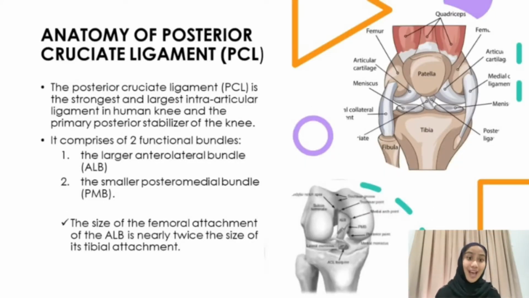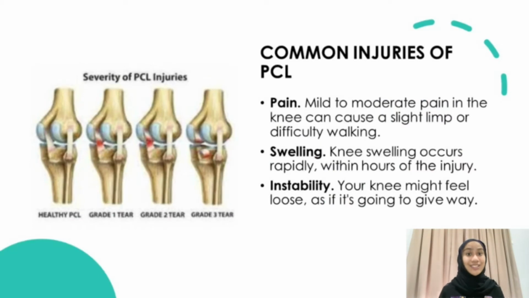Anatomy of the PCL, which in long term is the posterior cruciate ligament. The PCL is the strongest and largest intra-articular ligament in the human knee and the primary posterior stabilizer of the knee. It comprises two functional bundles: the larger anterolateral bundle, in short ALB, and the smaller posteromedial bundle, PMB. The size of the femoral attachment of the ALB is nearly twice the size of its tibial attachment.